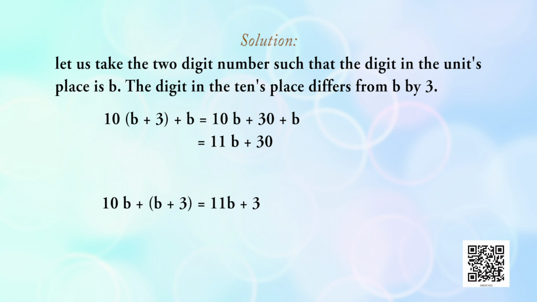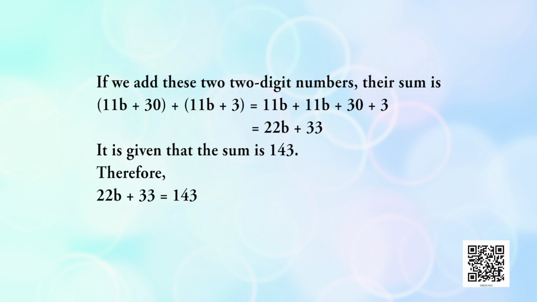It is also given that with the interchange of digits, the resulting 2-digit number becomes 10b plus b plus 3, that is nothing but 11b plus 3. Also, it is given that if these two numbers are added, the sum is 143. So, let us take the sum 11b plus 30 plus 11b plus 3, this sum becomes 22b plus 33. That is 22b plus 33 is equal to 143.